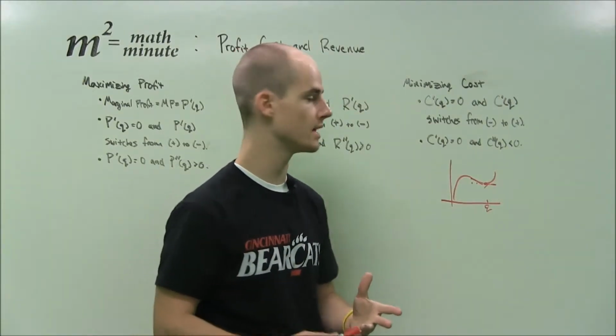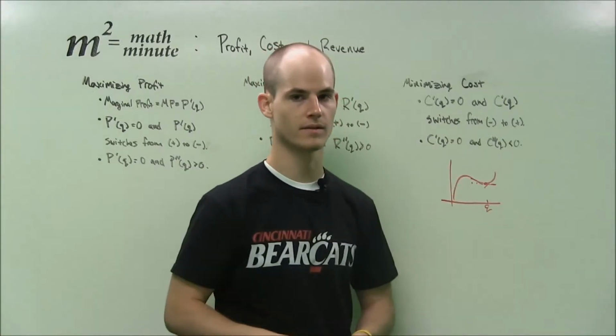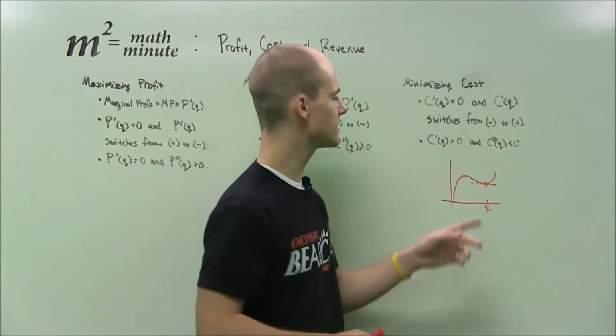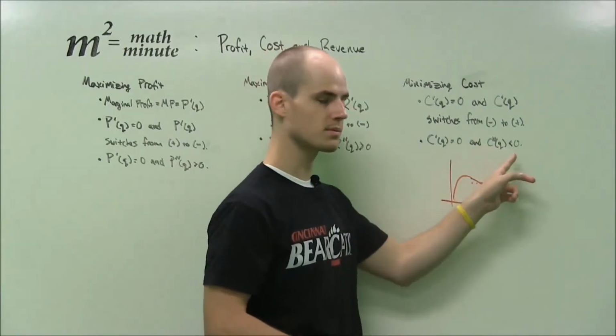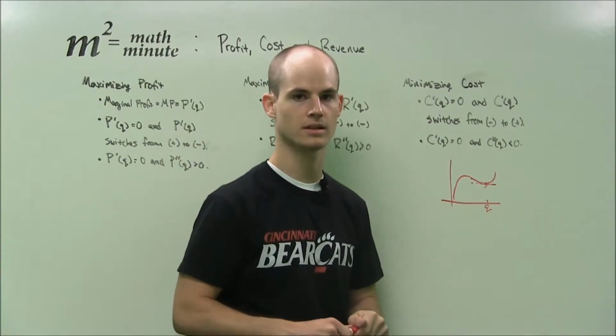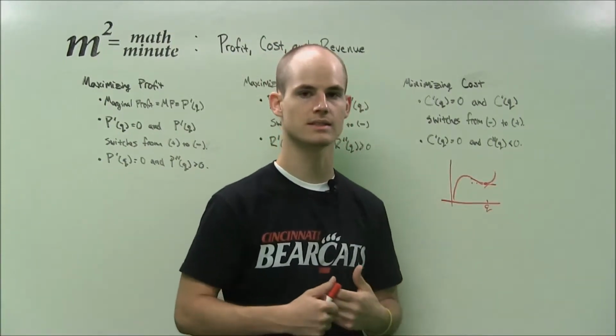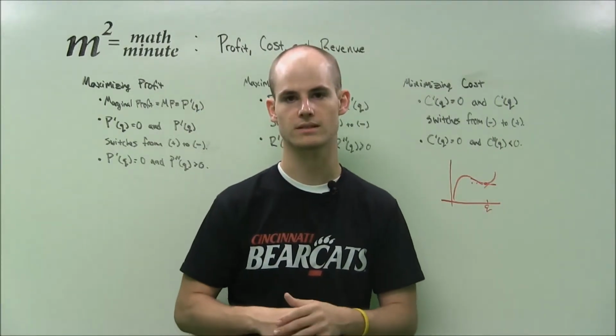The second derivative test says when c prime of q equals 0 and the second derivative is greater than 0. So this part's the same, c prime of q equals 0, but this part from the second derivative test says that it will be concave up in that location. So if the second derivative is positive, then we know that this is going to be a local min, and therefore we've minimized cost.